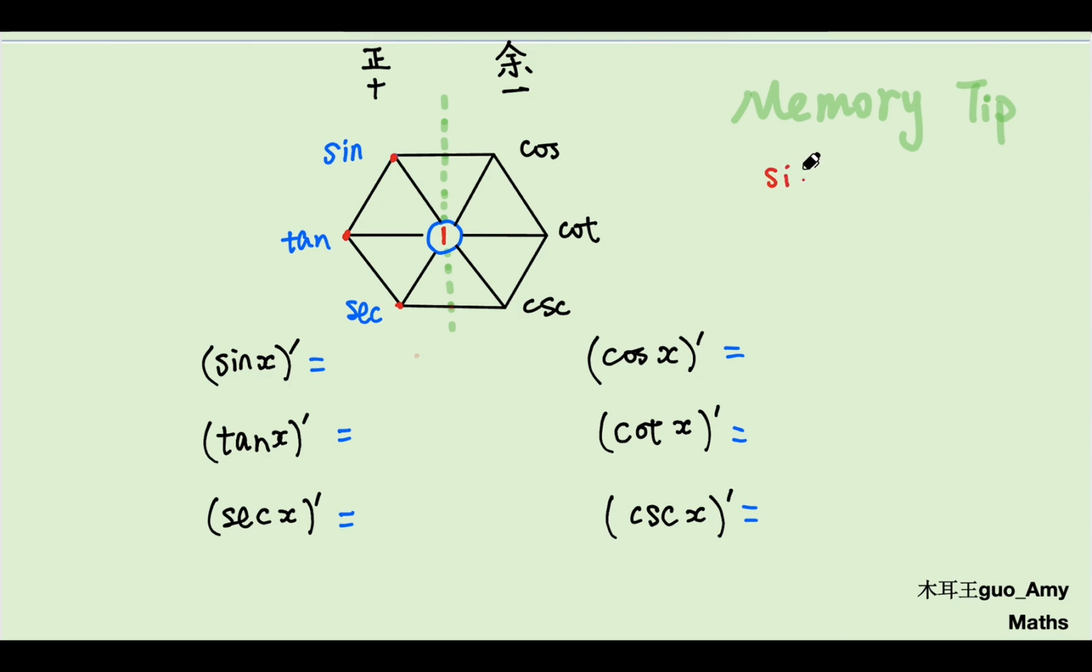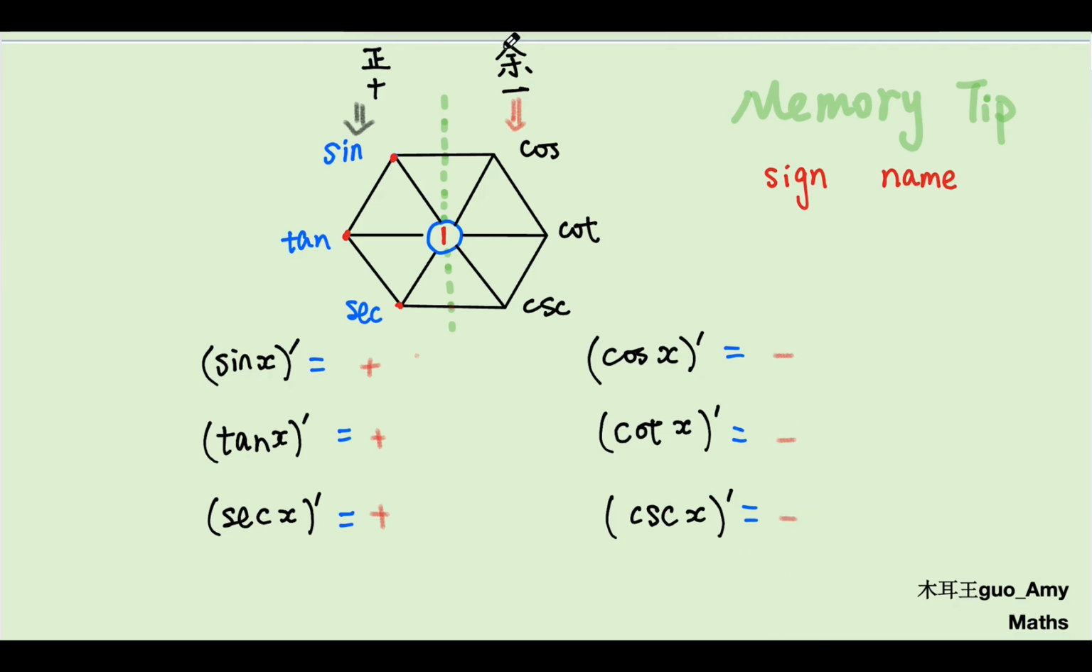For the derivatives, we are going to divide them into two steps. The first step, we will determine the sign of them, and then we are going to determine the name of the result. So on the left-hand side of this hexagon, all these three functions, the derivative will be positive. Therefore, we are going to place positive sign. On the right-hand side, we will have cosine, cot, and cosec. Their derivatives will have negative sign.